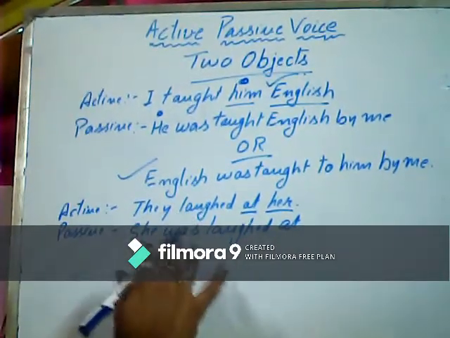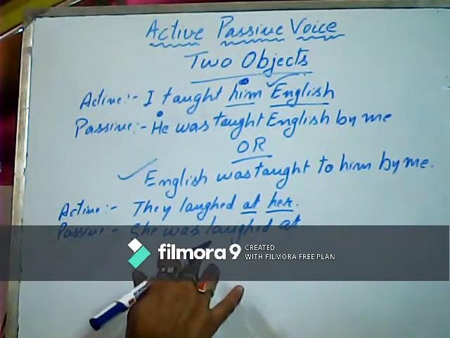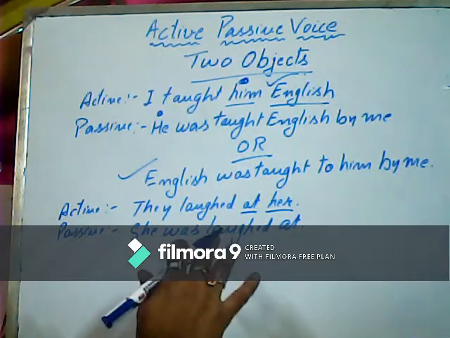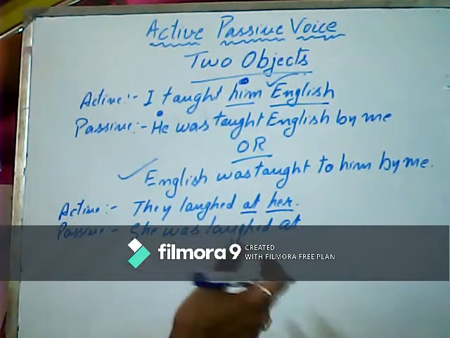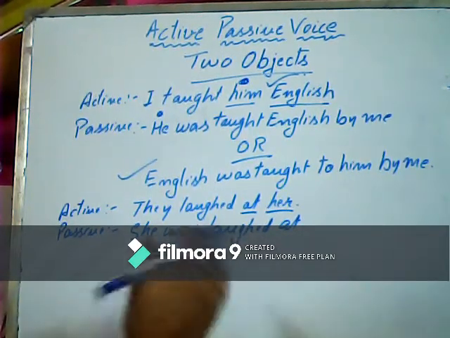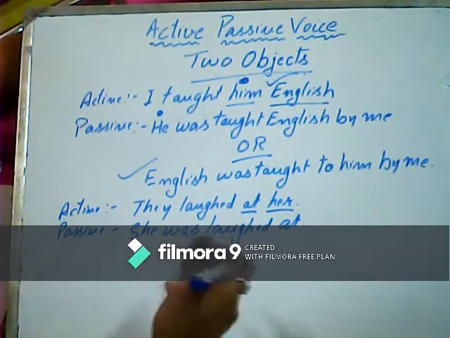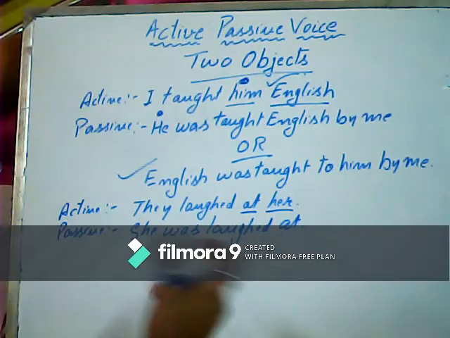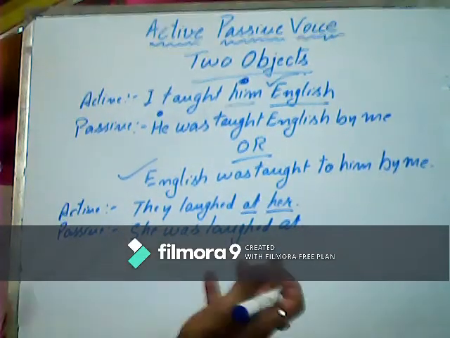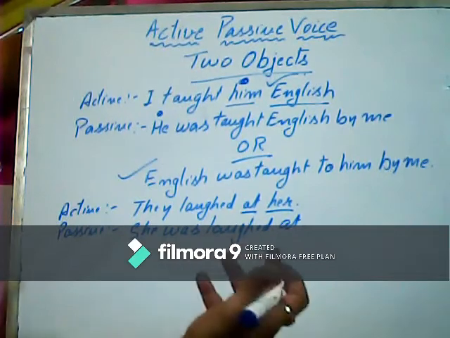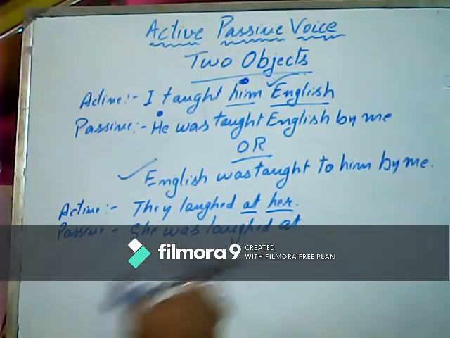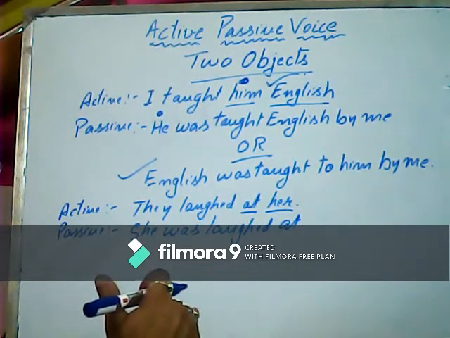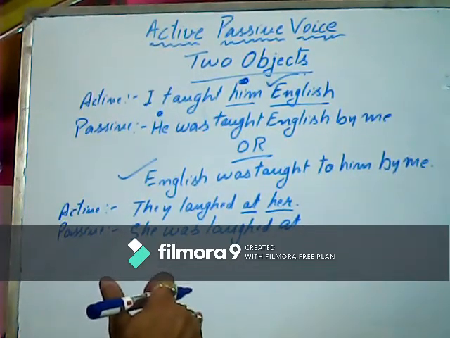That much is sufficient, because by them is not important. They is not at all important. We can end the sentence here itself, and it's correct. As I told you earlier, sometimes they refers to the public, so it is already understood that she was laughed at by the public, by them. So it is not important there. In this way we keep on changing active voice into passive voice.